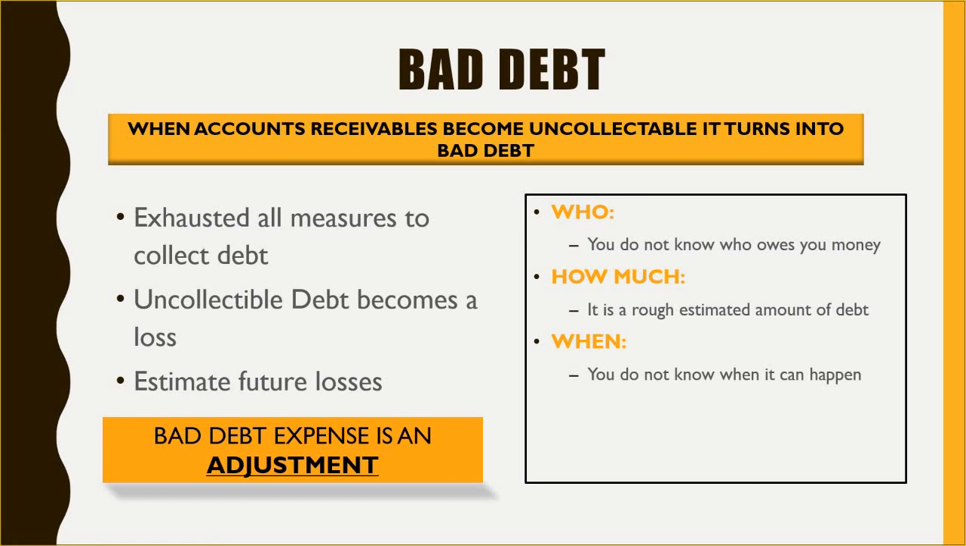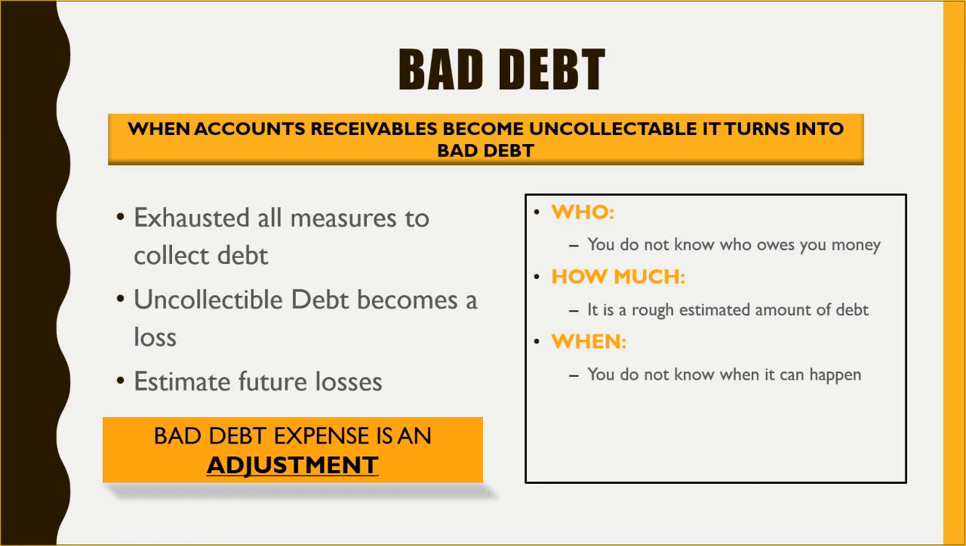The government allows you to take up to 5% losses, okay, for the accounts receivable. So that's just a fun fact. So, how do we understand what bad debt does?